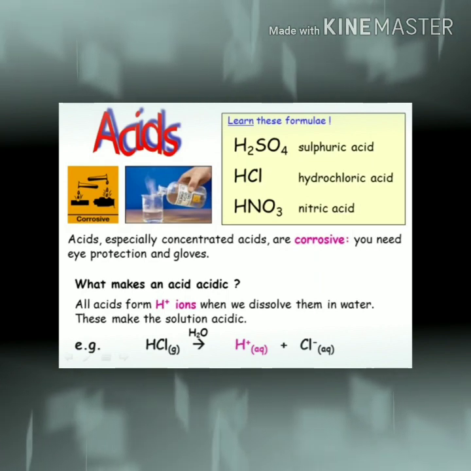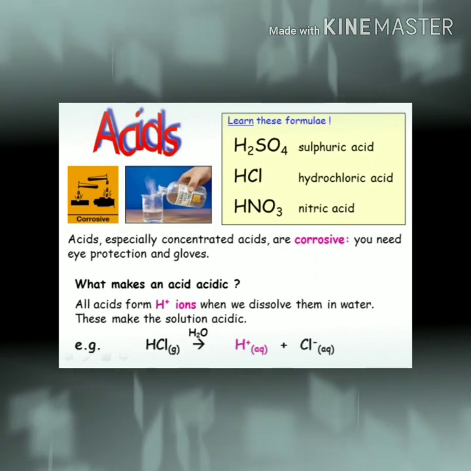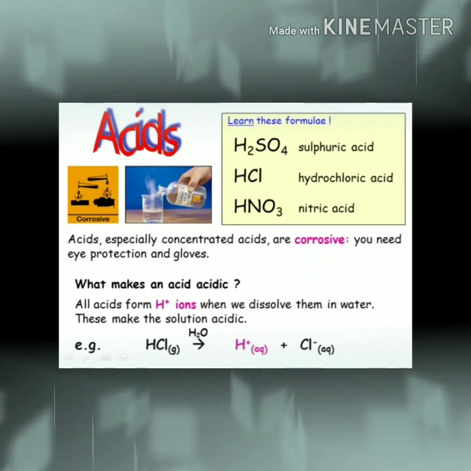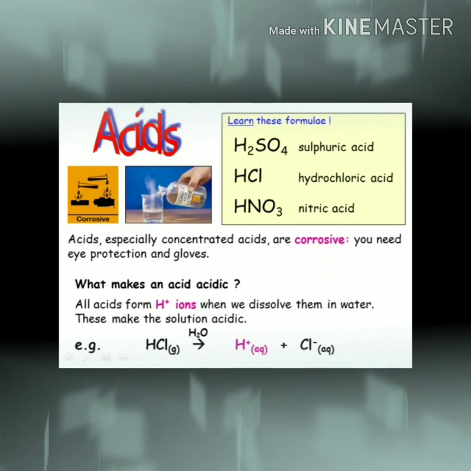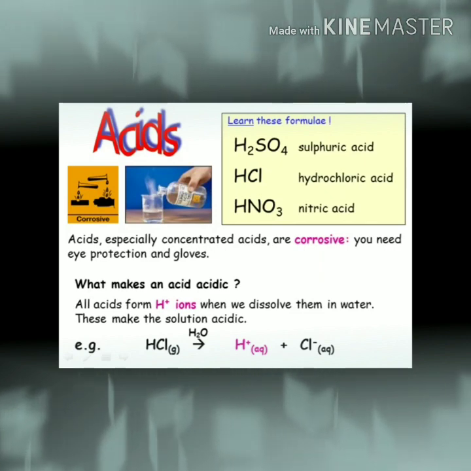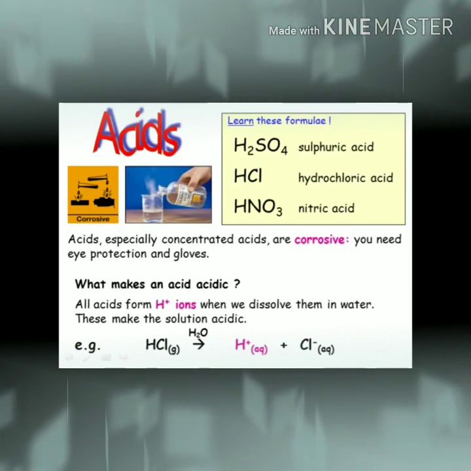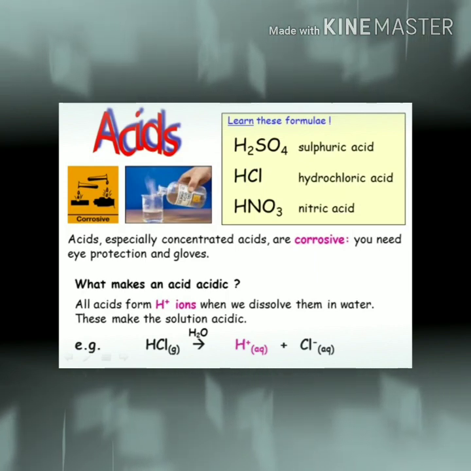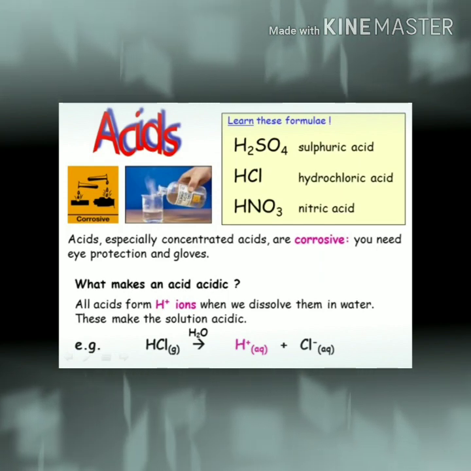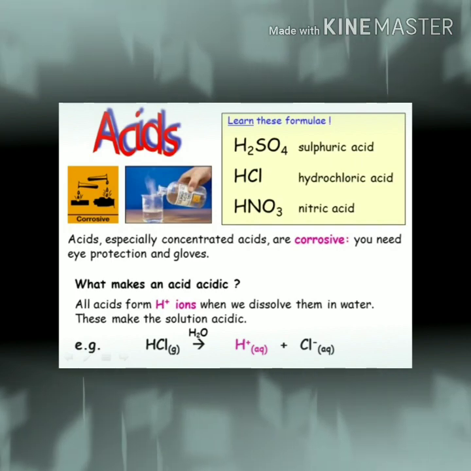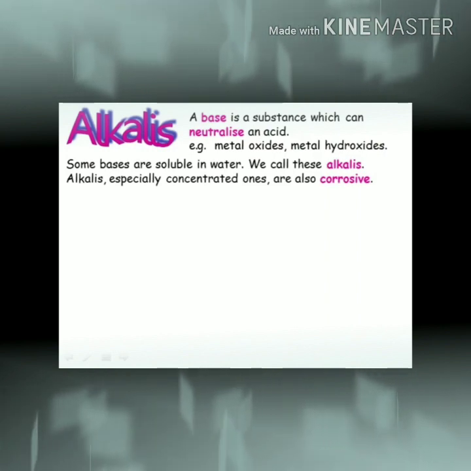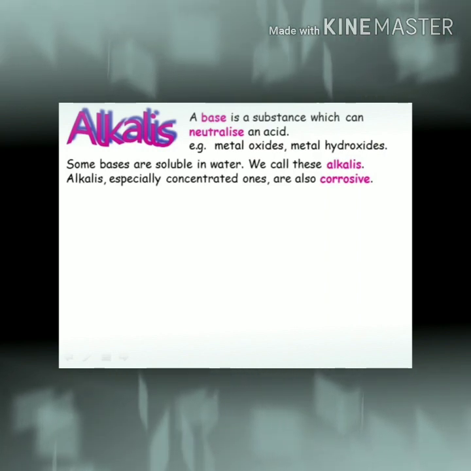Let me ask you a question. What makes an acid acidic? All acids form hydrogen ions when we dissolve them in water. This makes the solution acidic. You could see hydrochloric acid, when it is dissolved in water, forms hydrogen ions and chloride ions. Basically you can see how hydrochloric acid dissolves in water and forms hydrogen ions and chloride ions. Now let us talk about bases.